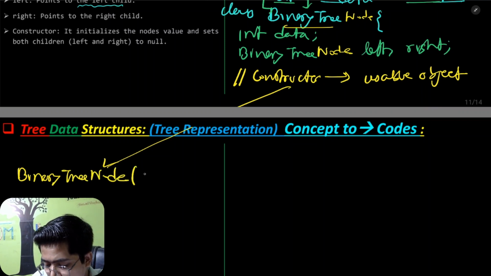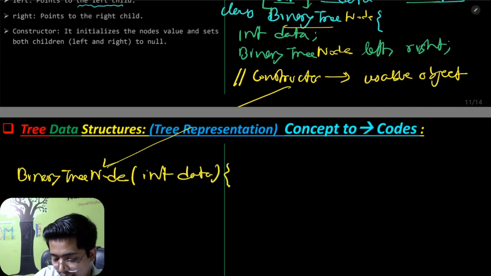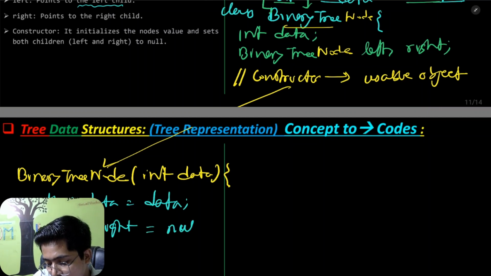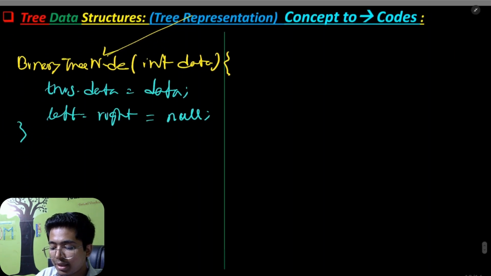Now we always pass the data value from outside. So this is invoked with integer data. Now we will be assigning this data like this: this dot data equals data. Left equals null, right equals null. We initialize the left and right with the initial value null, so that they don't point to anyone. So now we created the constructor.